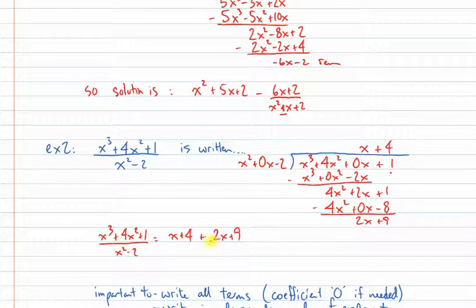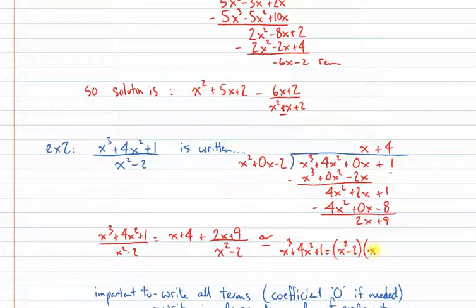Look up here. I need to divide by the divisor. Now I can also write this. I can say x cubed plus 4x squared plus 1 equals the divisor times the quotient plus the remainder.